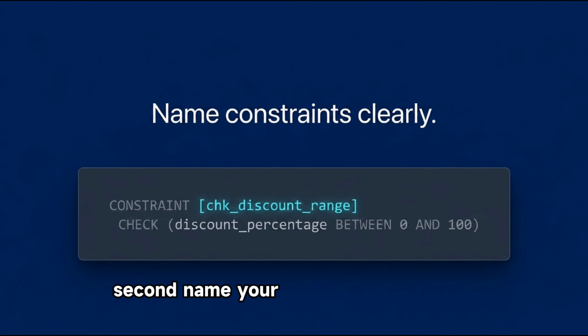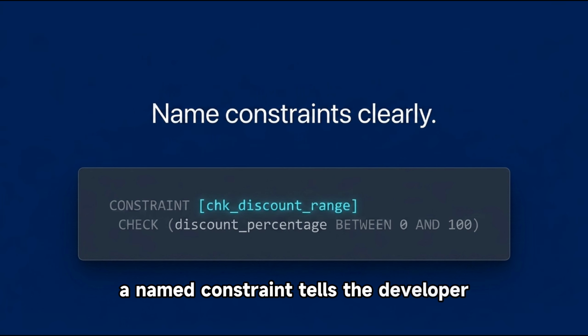Second, name your constraints explicitly. A constraint called CK_discount_range is findable. A constraint called constraint_1 is a mystery. When the violation appears in an error log, a named constraint tells the developer exactly which rule was broken. An unnamed one tells them nothing.